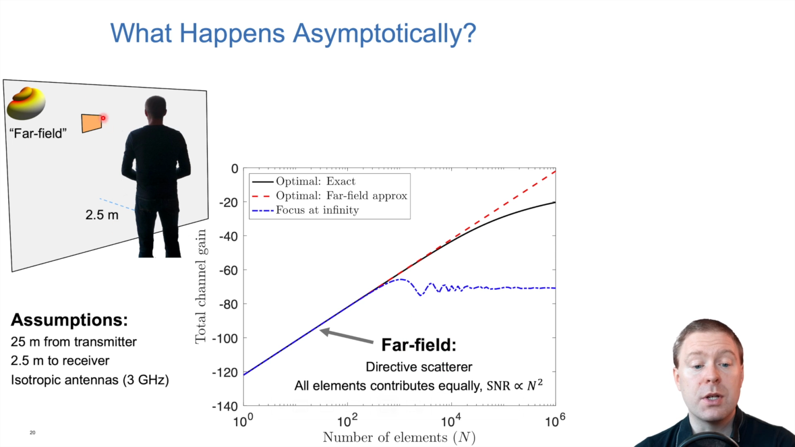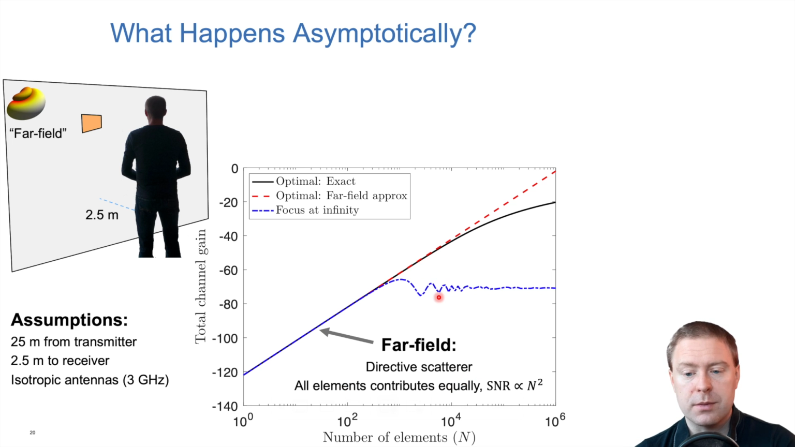And if we have a relatively small number of elements here, then we can view the surface here as a directive scatterer. So it forms a beam towards the receiver, but it's not a perfect laser sharp thing. And all the elements in the surface will contribute equally. And since we don't have any strong direct path in this case here, the SNR will grow proportional to n square. But then, when we get more and more elements, I'm showing 3 different curves here.